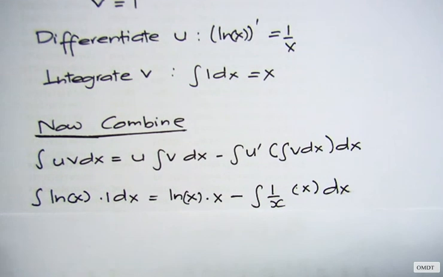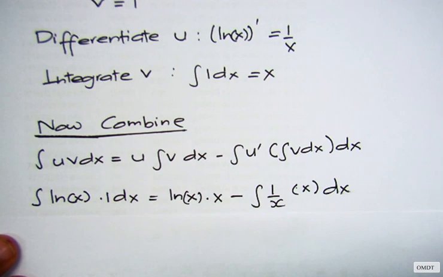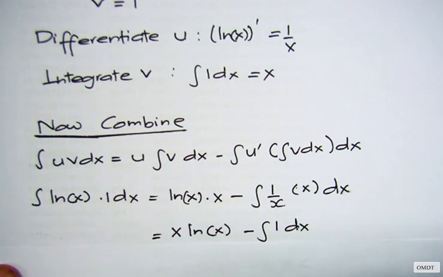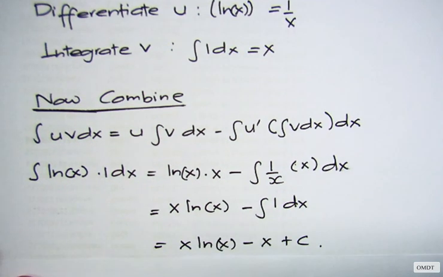So we have the integral of ln x times 1 dx is equal to ln x times x minus the integral of 1 over x dx times x dx. So this gives us x ln x minus the integral of 1 dx. And finally, our solution is x ln x minus x plus c.